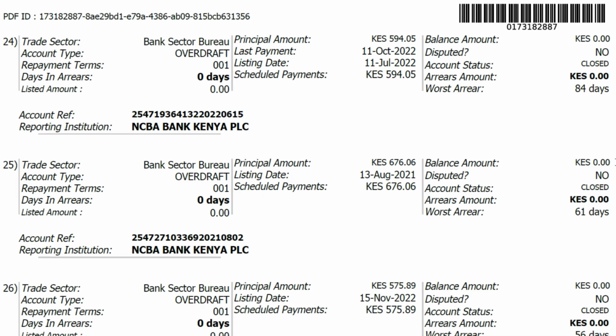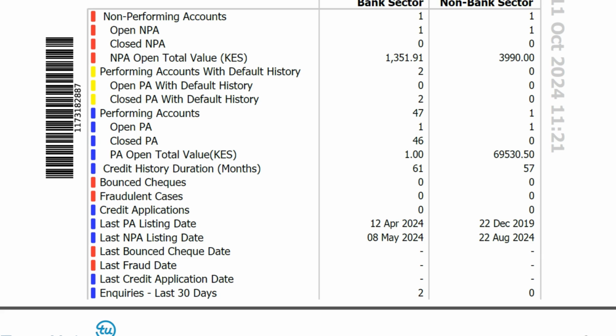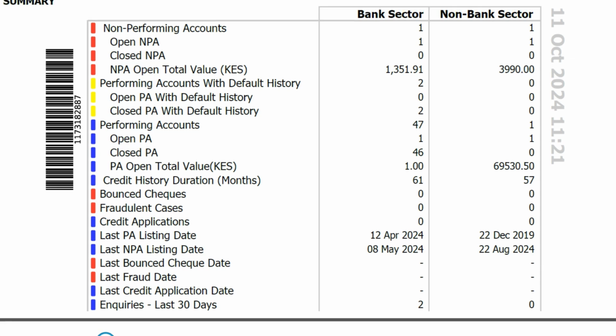So using that information, now you can decide and you can know the next step of action that you're supposed to take. If you have an account that needs to be settled, then using this information, you can go ahead and settle it. And remember, your CRB report even carries the date when the report was produced, and it is visibly clearly indicated on your report.